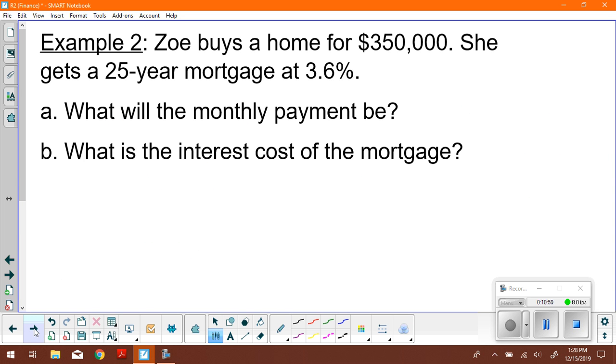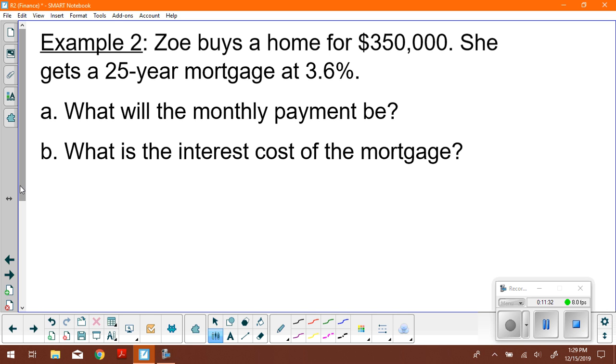Okay, for our next example, we're going to look at this. Zoe buys a home for $350,000. She has a 25-year mortgage at 3.6%. Part A is, what will the monthly payment be? And B is, what is the interest cost of the mortgage? Now, I'm just going to say up front, this mortgage question is going to be a tiny bit inaccurate because of the way mortgages work. We're not going to go into any detail. This is going to be close enough for what we're doing.